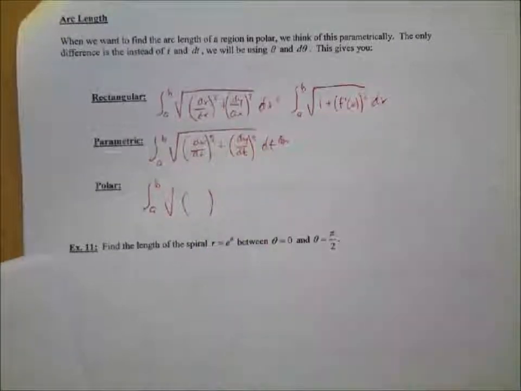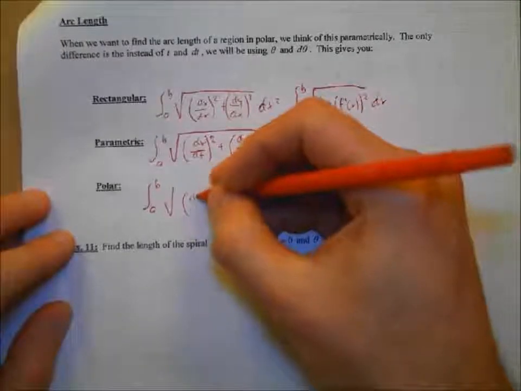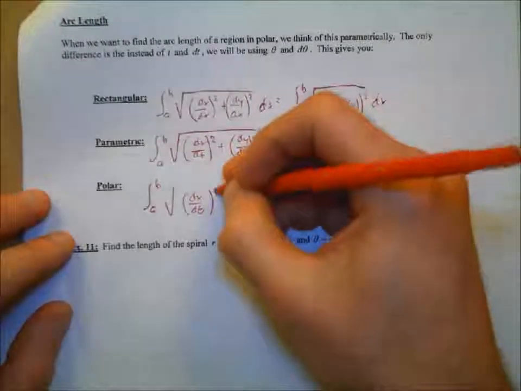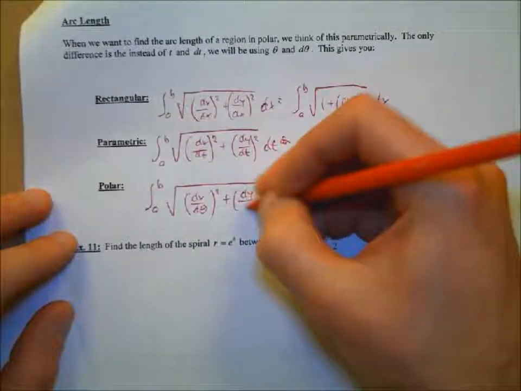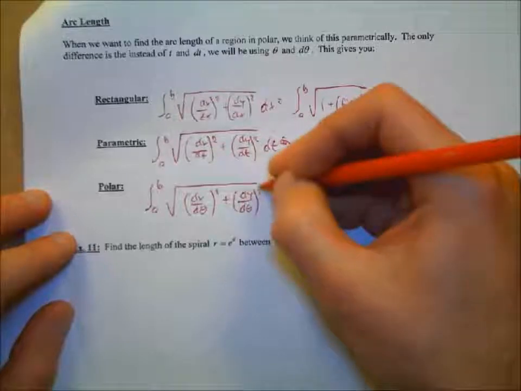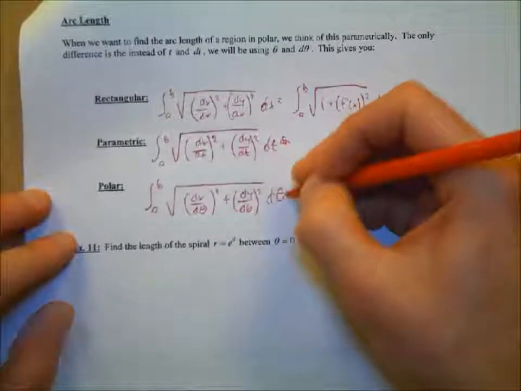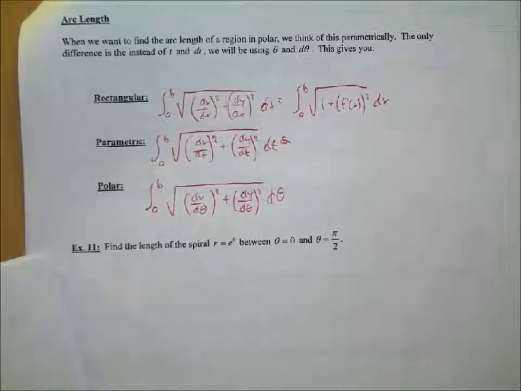Anyone want to take a guess about what the first piece is going to be? dx d theta. Exactly right. Okay? It's exactly the same as the parametric because we're just swapping parameters. Our parameter in parametric is t. Our parameter in polar is theta. And that's all that really happens there.